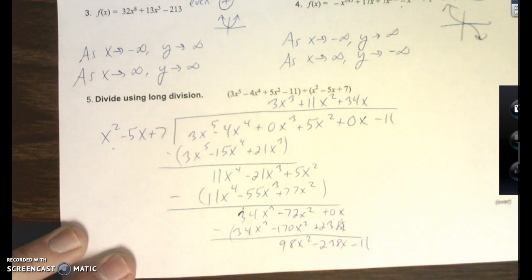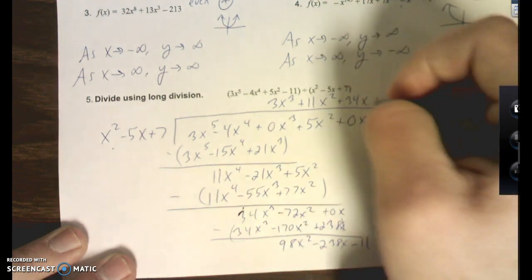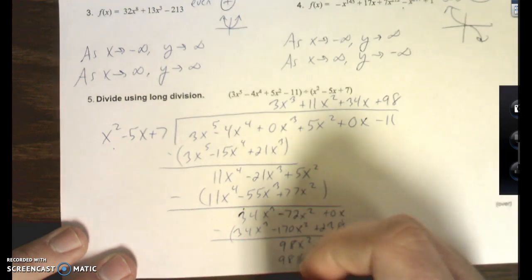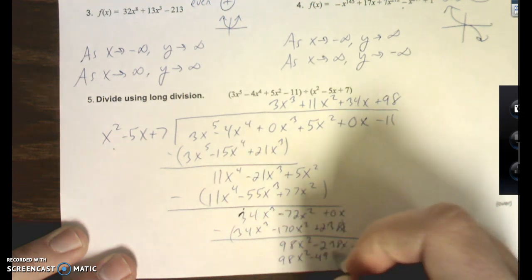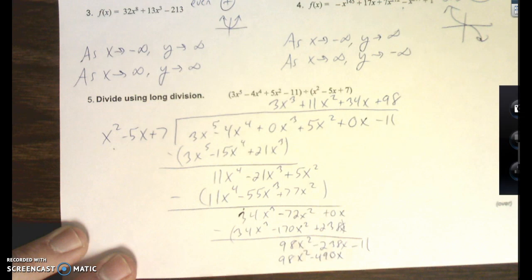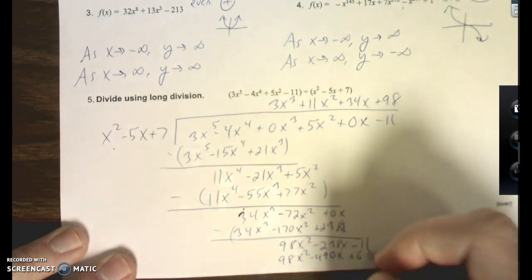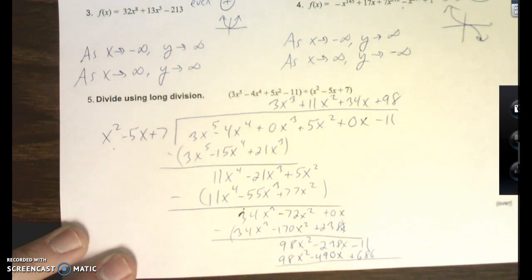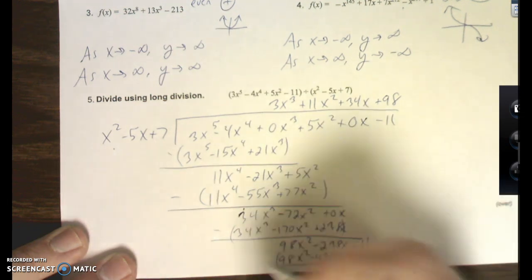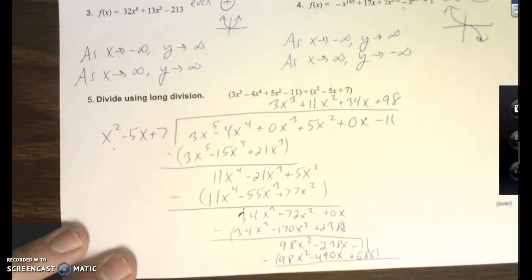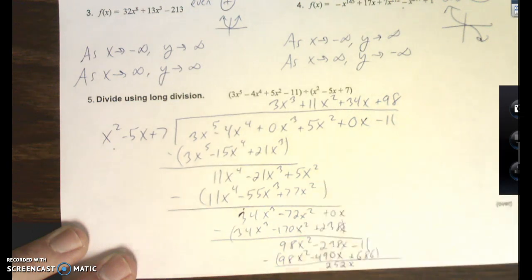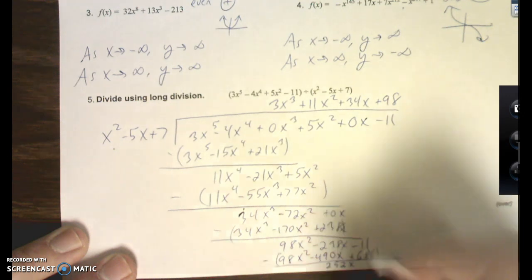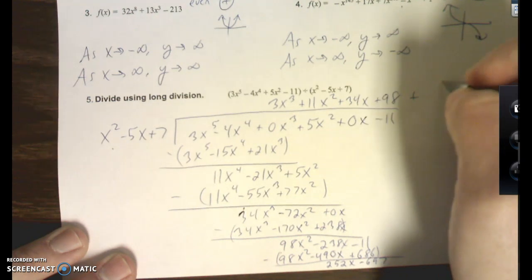Okay, last one. What times x squared gives you 98x squared? So 98. Okay, 98x squared. 98 times negative 5, negative 490. And then 98 times 7, 686. Let's see here. So if I subtract that, 490 minus 238 gives you 252x. Negative 11 minus 686 gives you 697. So that would be your remainder.